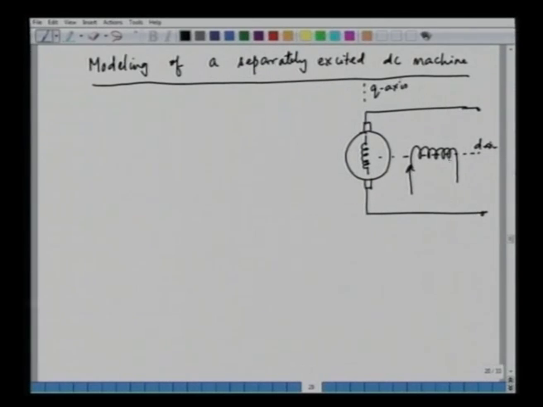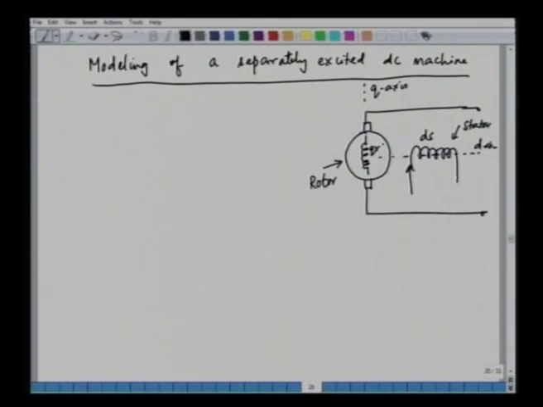So, we have one winding in the D axis stator and one winding in the Q axis rotor. This is basically the rotor here, and the field is on the stator. So, we have the stator in this case. Now, this we can call the DS winding, and this we can call the QR winding.